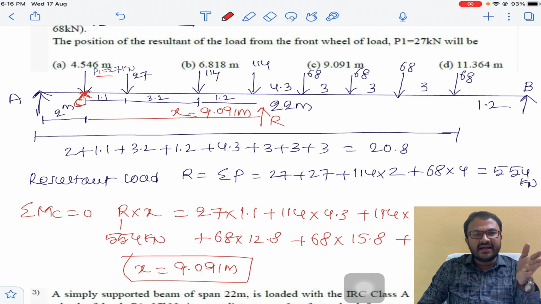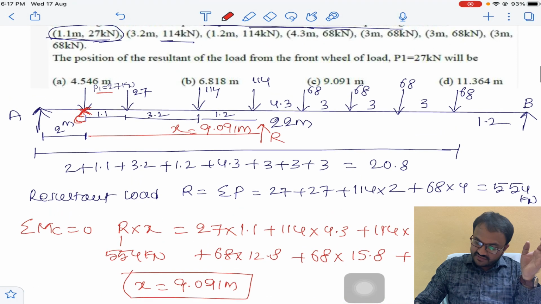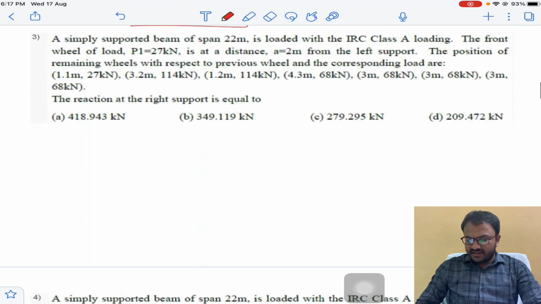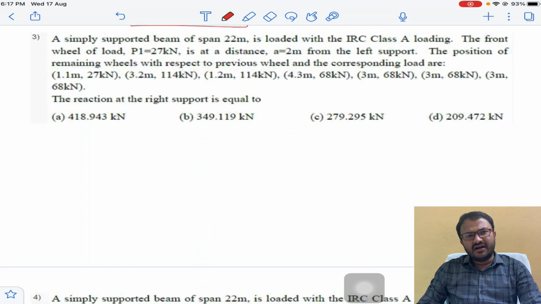So the resultant lies at a distance 9.091 meters from the left support, or from the first load? From the first load. It is not from the left support. So the answer for this question is answer C. Clear? Now coming to the next question. He has given the same data until problem number 5.